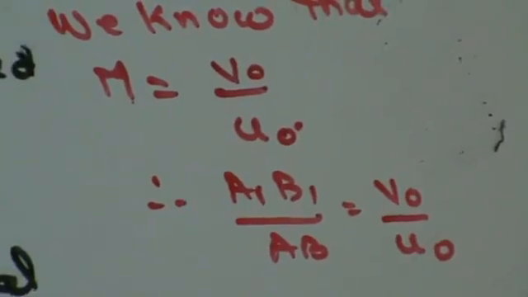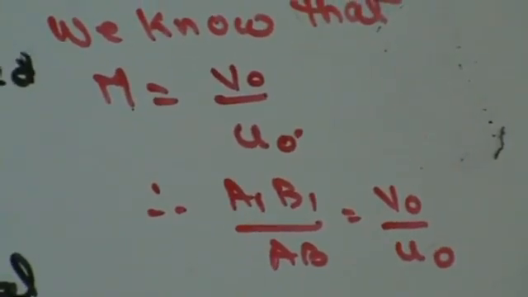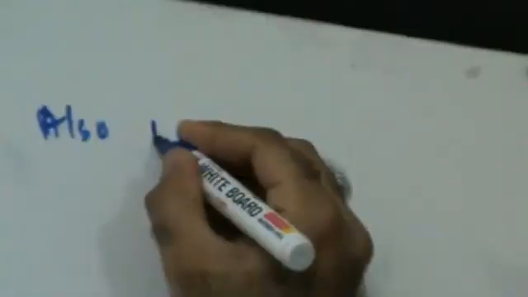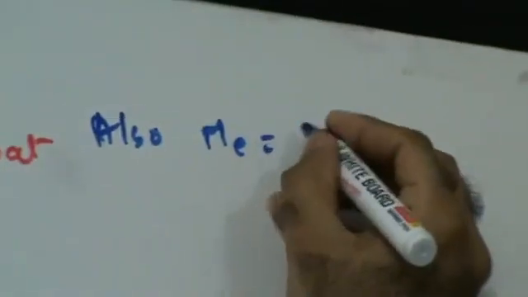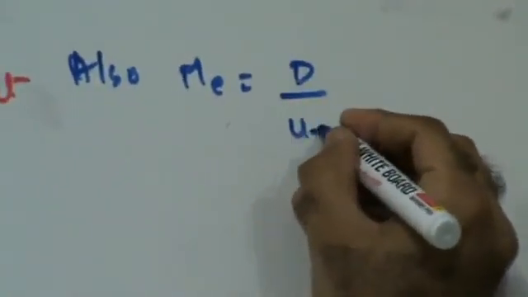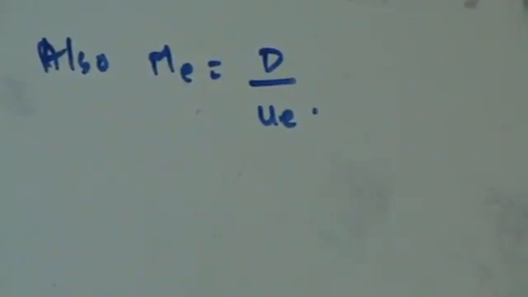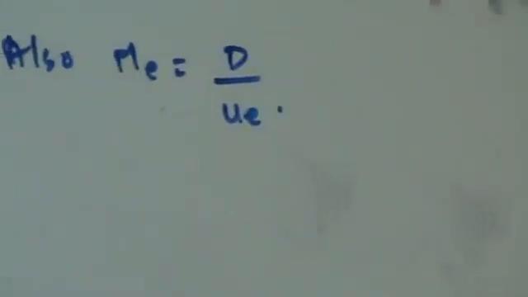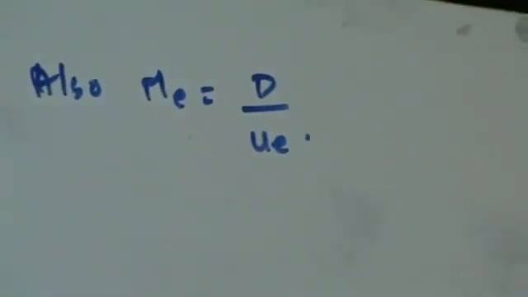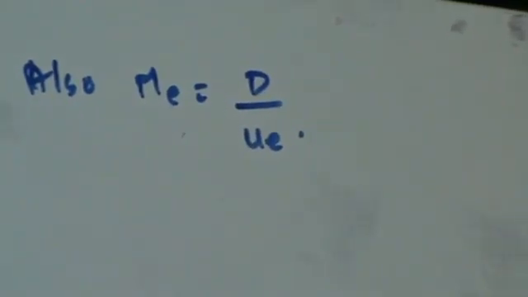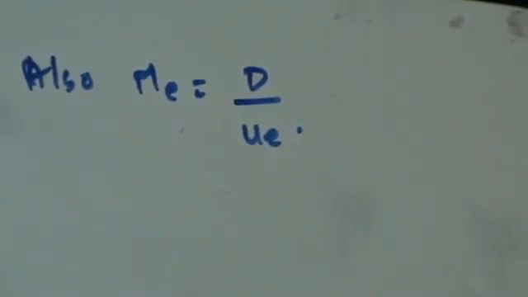Now the magnifying power of the eyepiece: from simple microscope we know that the magnifying power of the eyepiece is going to be D upon UE. In simple microscope we have derived this equation that magnifying power for a single lens for a virtual image is nothing but D upon U. The eyepiece is working like a simple microscope.